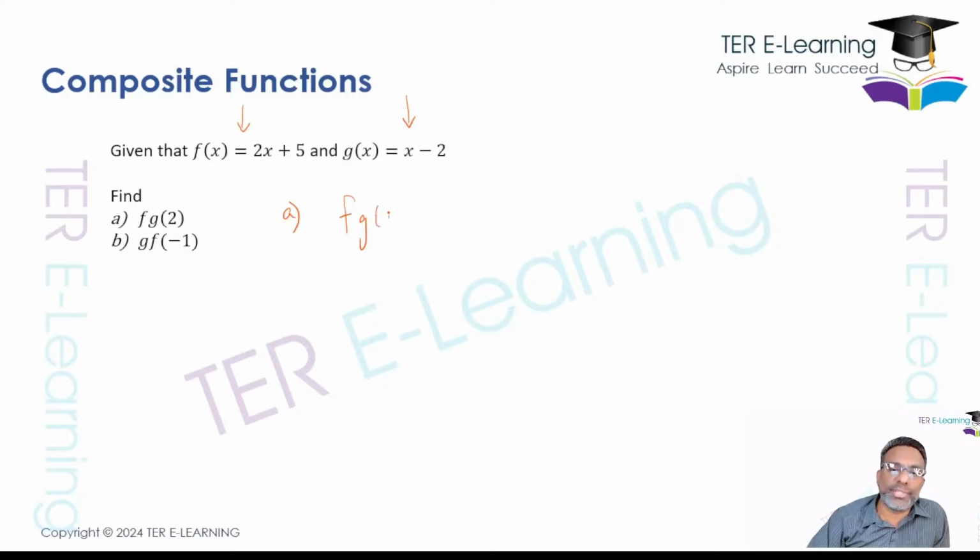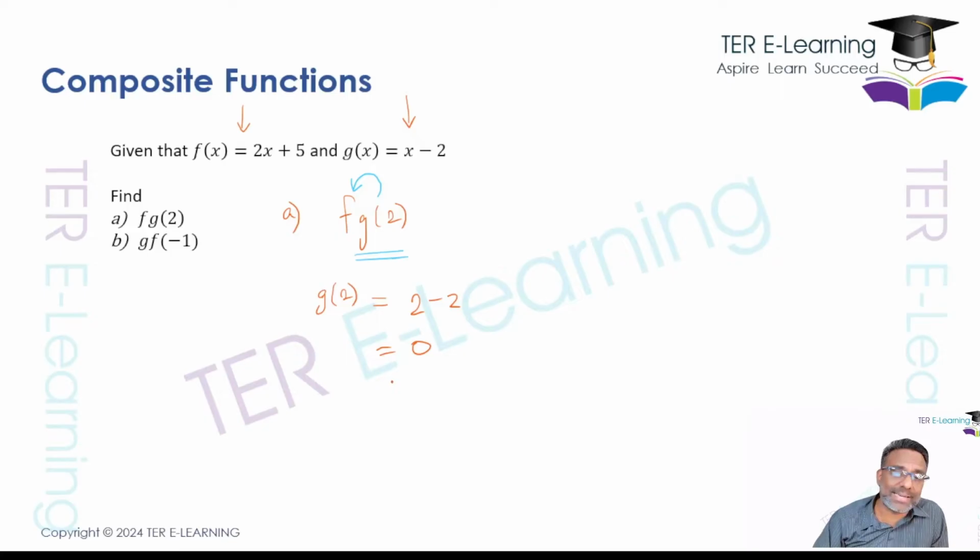Now, what I normally tell my students to do is, starting from the right hand side, we're going to take g of 2. So you're going to find g of 2 first, and the answer that we get, we're going to plug into the function f. So we start from the right hand side. The first thing I'm going to do is find g of 2. So I'm going to take 2 and substitute it into the function g. So this is going to be 2 minus 2, so we're going to get 0. So the output of the function g is going to be 0.